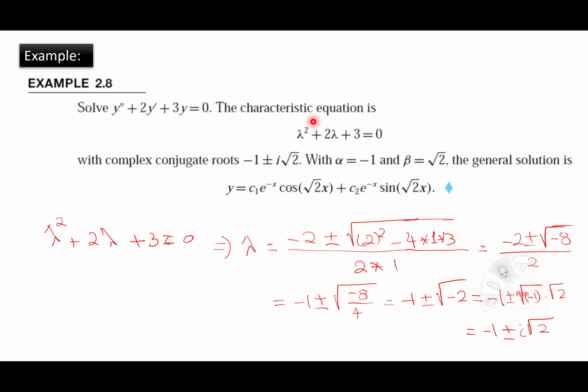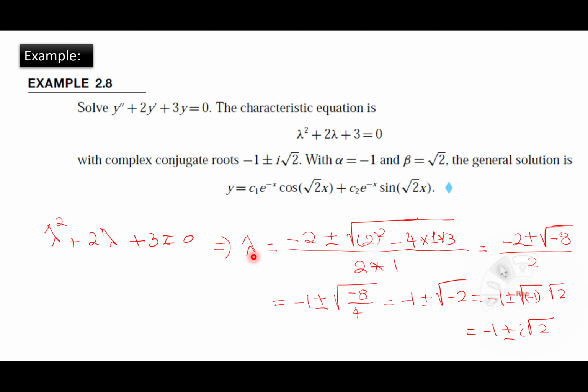The characteristic equation, without thinking too much: we have a, which is 2, and b, which is 3. So our characteristic equation is lambda squared plus 2 lambda plus 3 equals 0. With complex conjugate roots, I put the solution here only for clarity, but you need to do it by yourself from now on. So this is the characteristic equation, equated to 0.